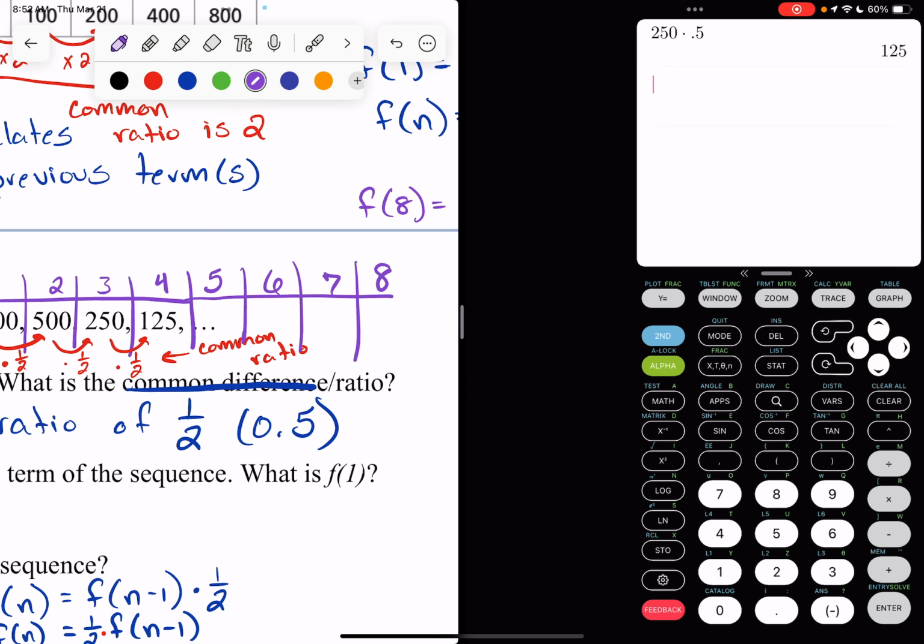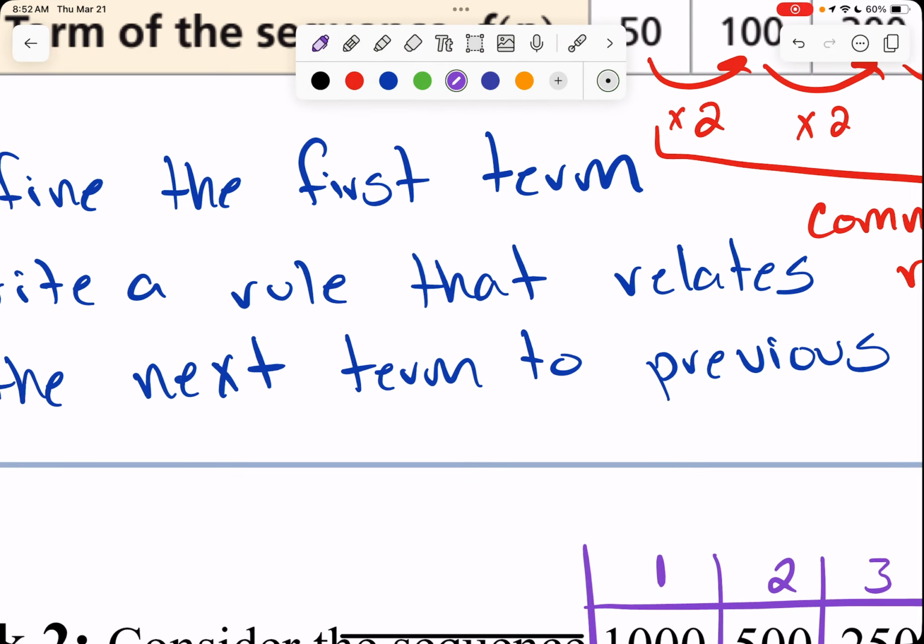Now, I'm not going to type in 125. I'm just going to type in times 0.5. That gives me 62.5 as the 5th term. Enter. 31.25 is the next term. Enter. Again, I'm not rounding, 15.625 is the next term. And the one after that is 7.8125. Don't round, write the whole thing out. Either that or write it in fractions.